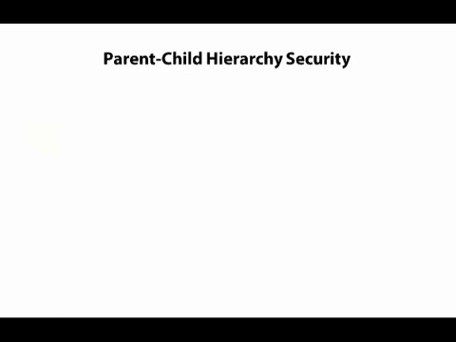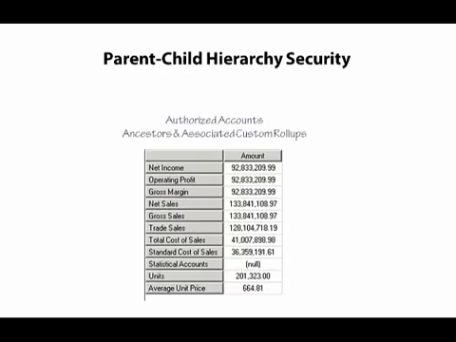Then when we apply the new set expression to dimension security, we can then test the results and confirm that we see the authorized accounts and the ancestors of those accounts, plus a custom roll-up member based on an authorized account, but nothing else.